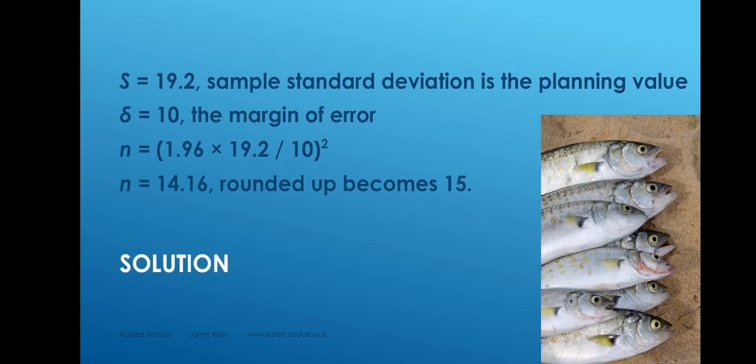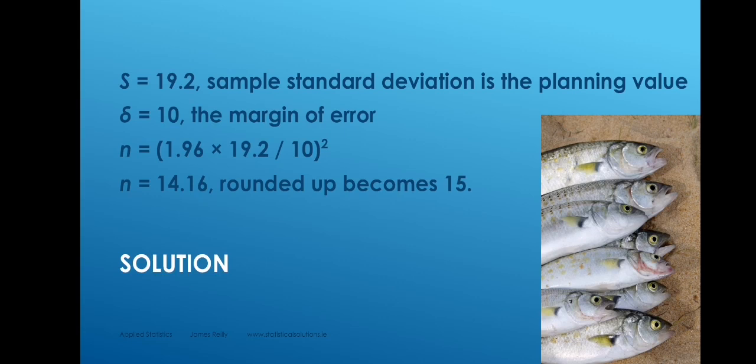And so we substitute those numbers into the formula for n. 1.96 times 19.2 divided by 10, all to be squared. That gives us 14.16. Now, a sample size must be an integer. And so 14.16 cannot be our answer for how many fish we must weigh. Any number smaller than 14.16 is too small. So 14 is not an appropriate answer. So we always round up to the next integer. So while the formula suggests 14.16, our answer is 15. We round up to the next integer because a sample size must be an integer.